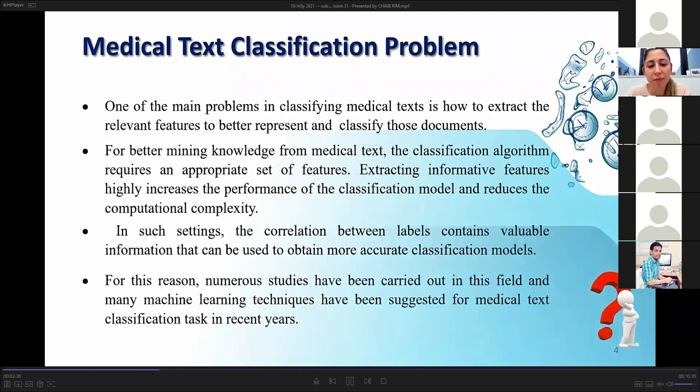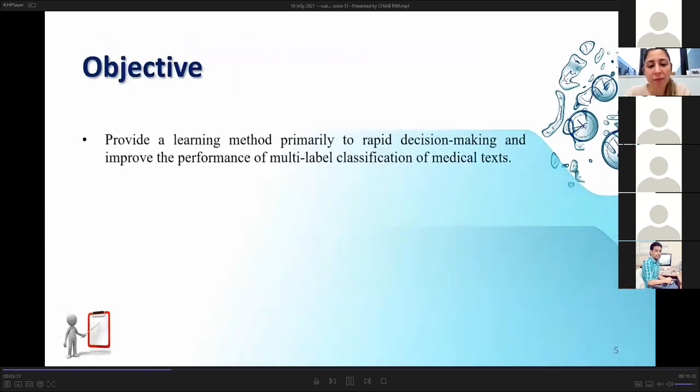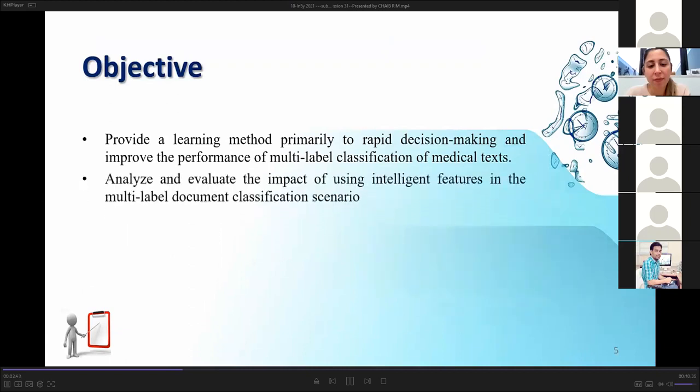For this reason, numerous studies have been carried out in this field, and many machine learning techniques have been suggested for medical text classification tasks in recent years. The goal behind this work is to provide a learning method primarily for rapid decision-making and to improve the performance of multilabel classification of medical text.